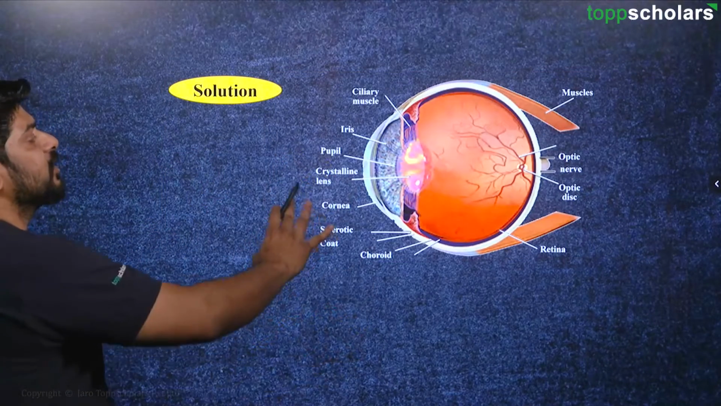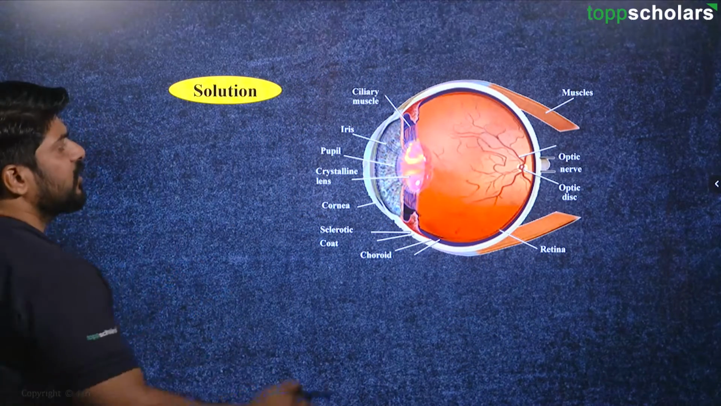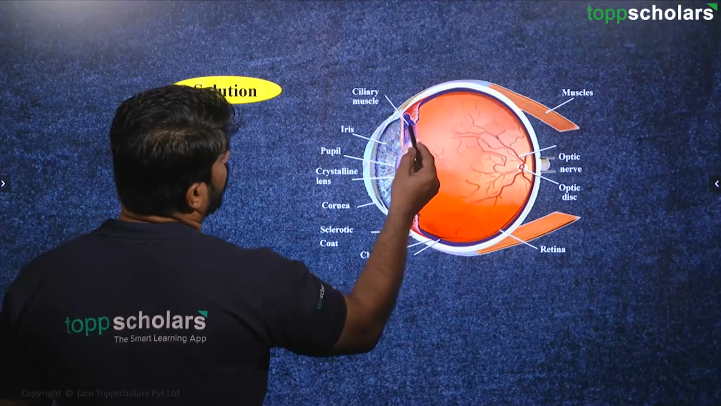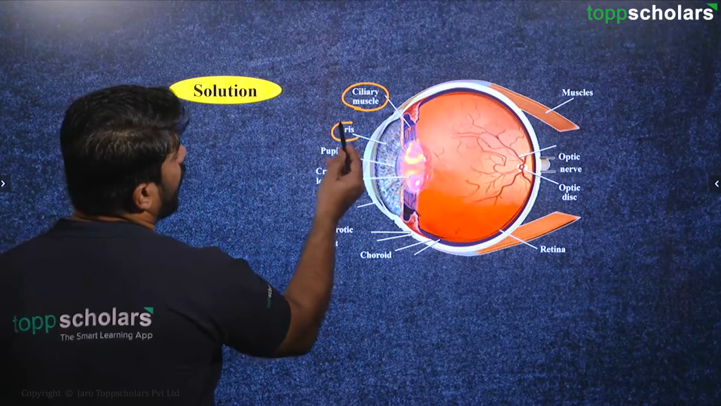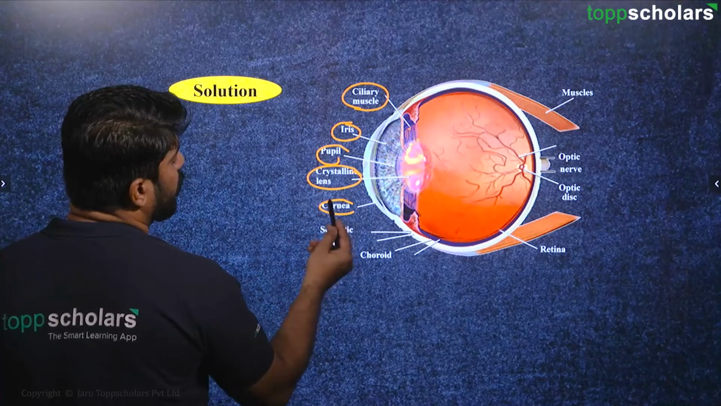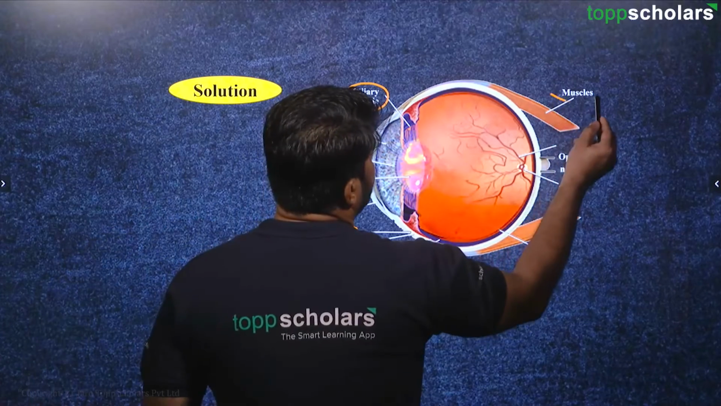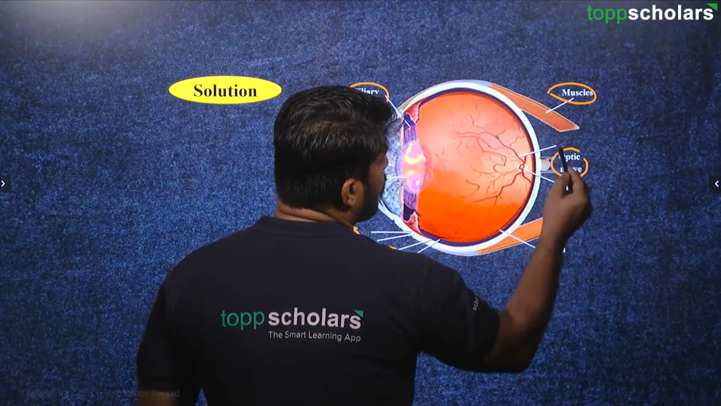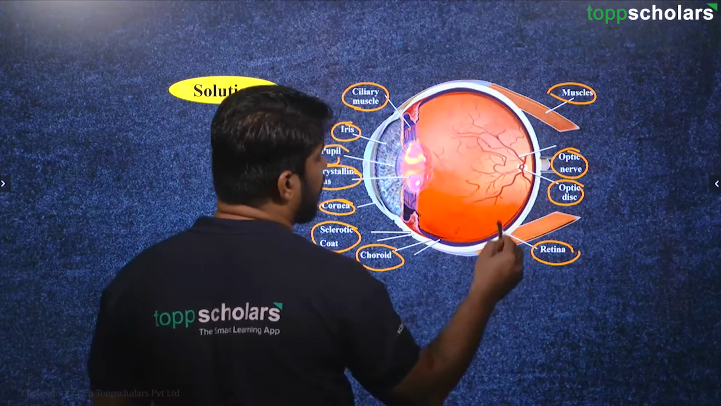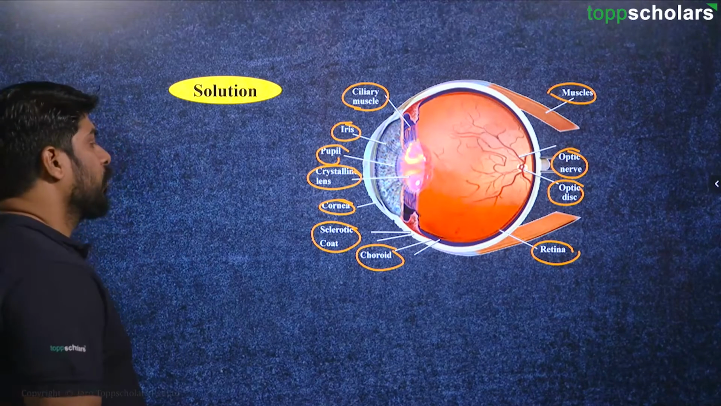So first of all, this is the scientifically correct diagram of the human eye. You can see there are multiple parts of this eye. Here we can see we have got ciliary muscles, then we have got iris, a pupil, then crystalline lens, cornea, sclerotic coat, choroid, then we have got some muscles here, then the optic nerve is over here, then optic disc is somewhere here, and this part is retina. So these are the multiple parts of a human eye.